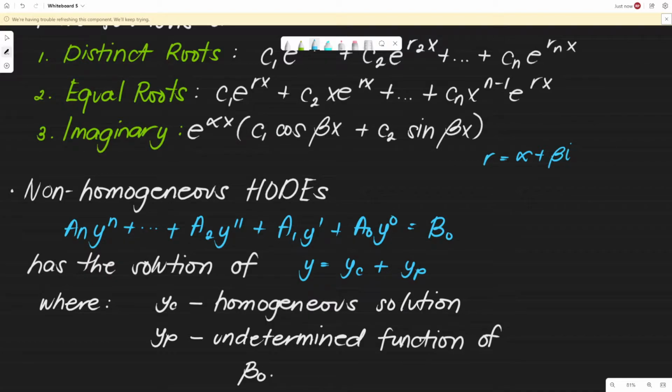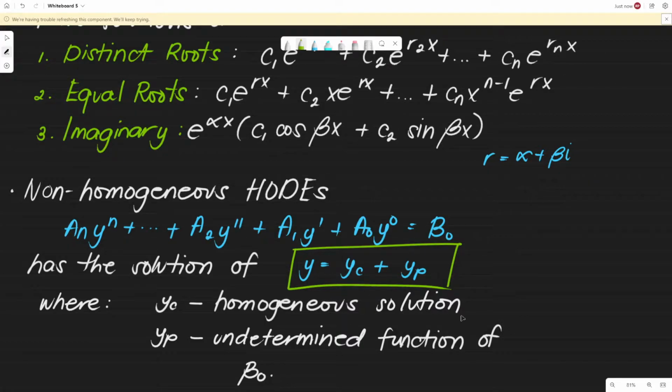Okay, so that's for homogeneous HODEs. Now, paano naman kapag non-homogeneous HODE? Kung kanina yung right side is 0, dito naman meron na tayong function on the right side. It can be a polynomial function, an exponential function, or a trigonometric function. But generally, non-homogeneous HODEs have this solution: y is equivalent to yc plus yp. Yan yung pinaka-solution talaga ng non-homogeneous HODE natin.